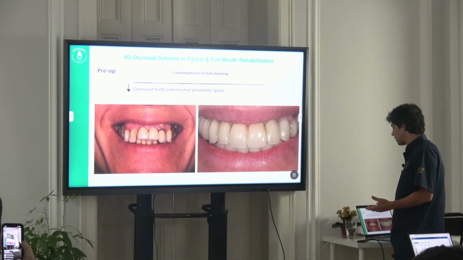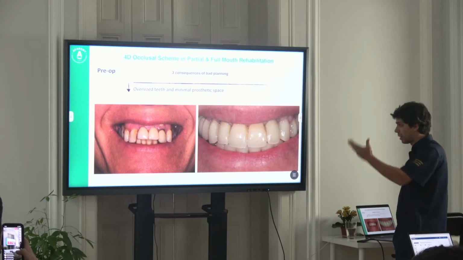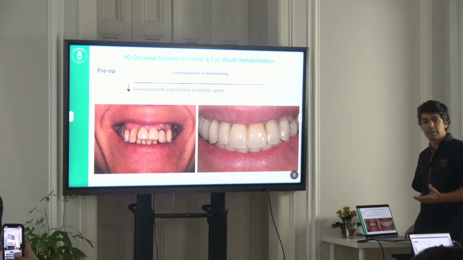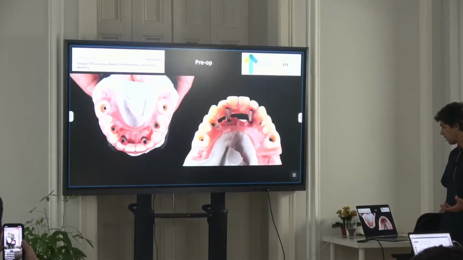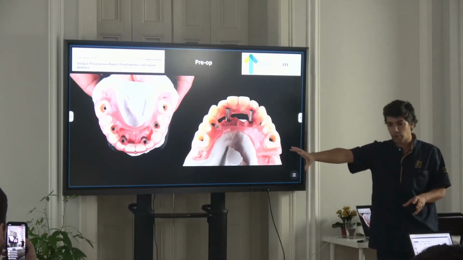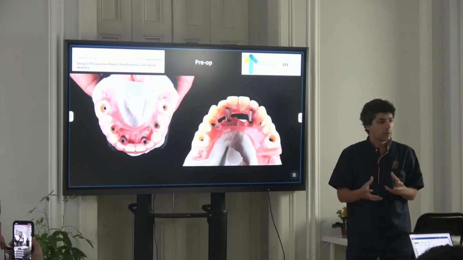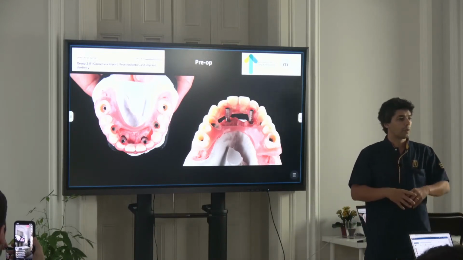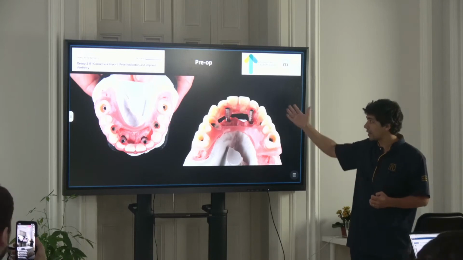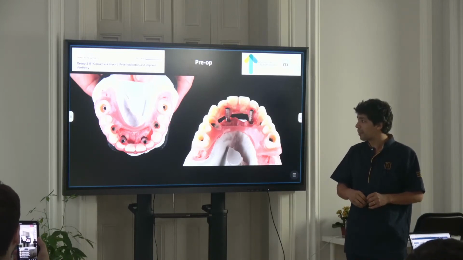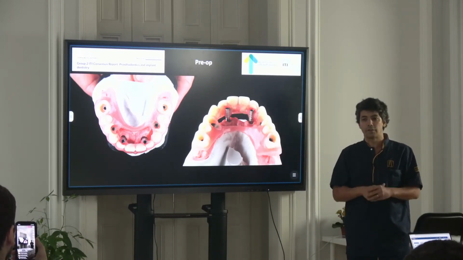So knowing these three consequences of bad planning, that maybe there are many more, but this is important to say, we get to a point in the full arch rehabilitation in which we have more information, we have a consensus that ITI brought us about the rehabilitation on full arch.